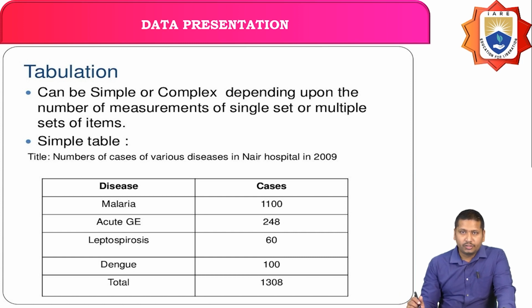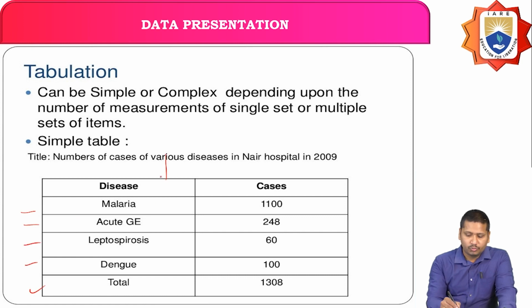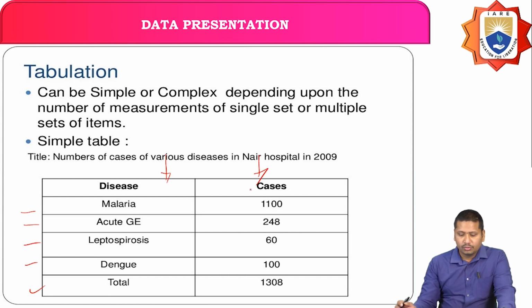When it comes to tabulation, it can be a simple form or a complex one, depending on the number of measurements of a single set or multiple sets of items. In a simple table, you have rows and columns. The title of the table should be number of cases of various diseases in a hospital. So tabulation is either simple or complex, depending upon the number of measurements of a single set or multiple sets of items.